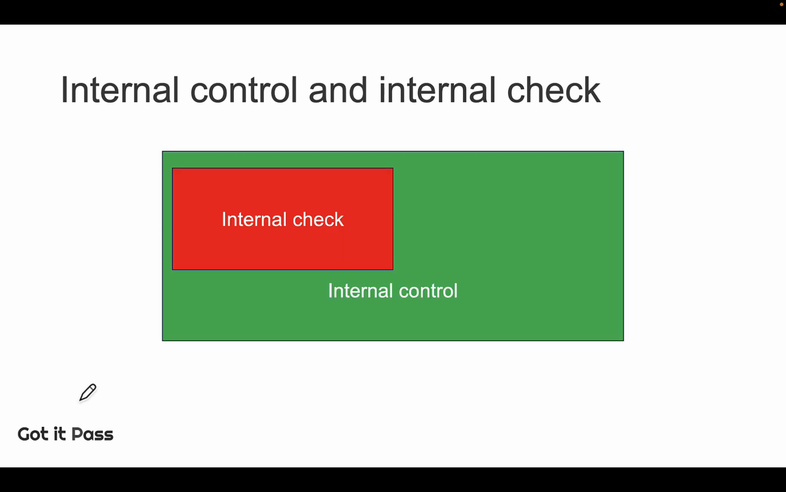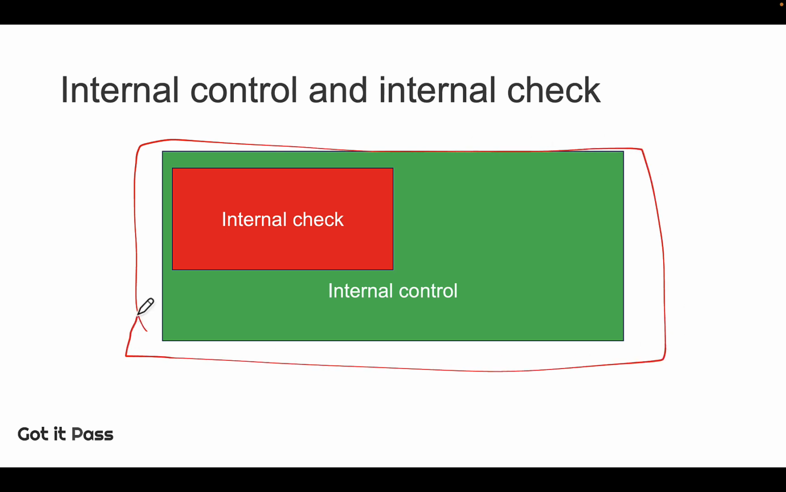To summarize the differences between internal control and internal check, internal control here is the big box. It contains a lot of control activities that we will cover later, and internal check is only part of it.